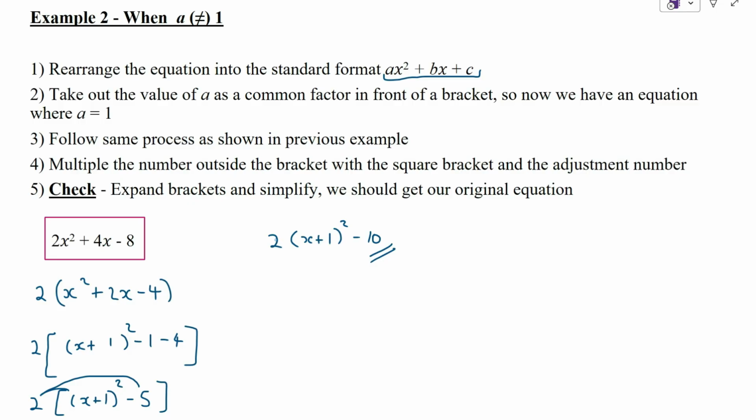And just a quick pointer here that we didn't do in the previous example. If you want to check that you've completed the square correctly, all you have to do is just multiply out these brackets and simplify, and you should get your original equation here. So let's just do that now before we solve for x and find the turning point of this equation. So 2 multiplied by x plus 1, x plus 1. I'm going to multiply out these brackets.